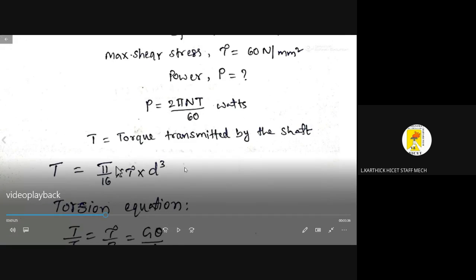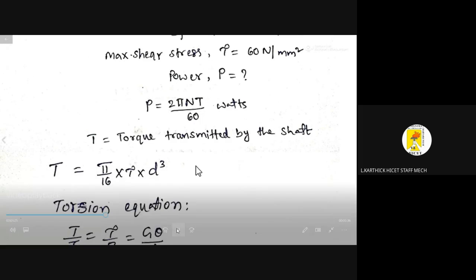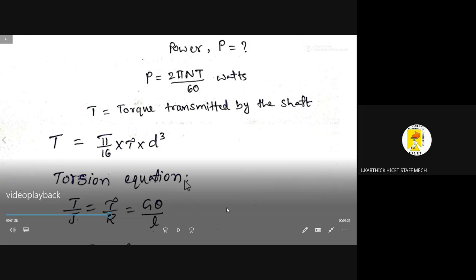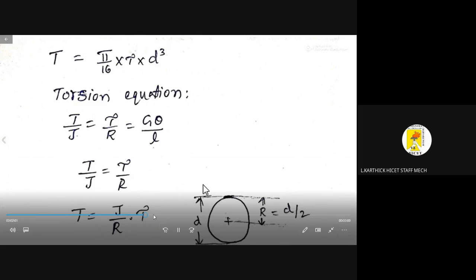Okay. So since we have another torsion equation, T by J equal to tau by r equal to G theta by L, we can also use that equation to calculate the twisting moment. With the help of T by J, we know J is pi by 32 into d power 4, tau is given, and r is d by 2. Therefore, we can use this to get the T value. So whichever is easier to calculate, try to calculate with that equation.